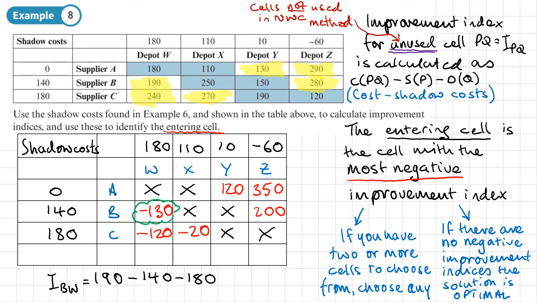And the cell that has the most negative value is what we call the entering cell. So that's this one here. So we'll just write down: entering cell is cell BW, since it has the lowest, or the most negative, improvement index.